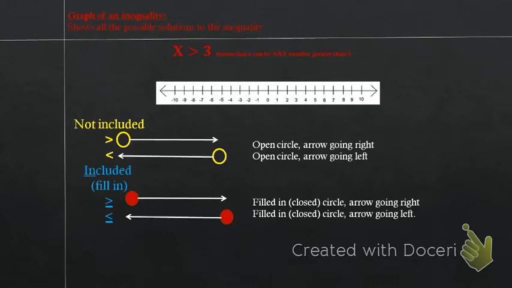So here we have x is greater than 3, so you're going to put a point on 3. You have a greater than sign, so it's not equal to, so you're going to have an open circle. So x is greater than 3, so you're going to shade in all the numbers that are greater than 3. You can shade in that way, or you can just put an arrow going towards the right.